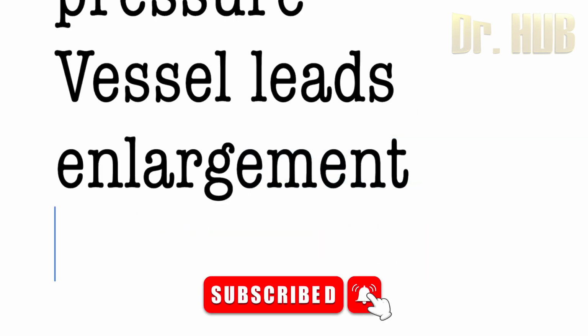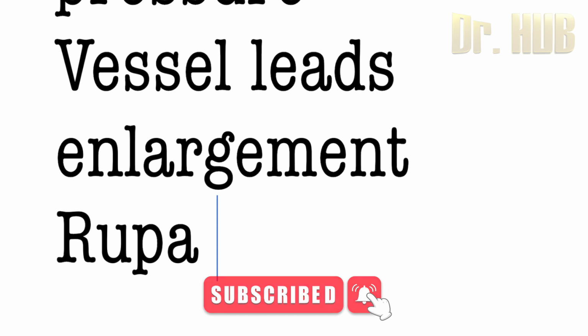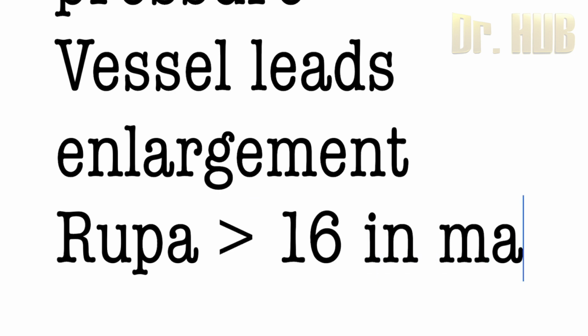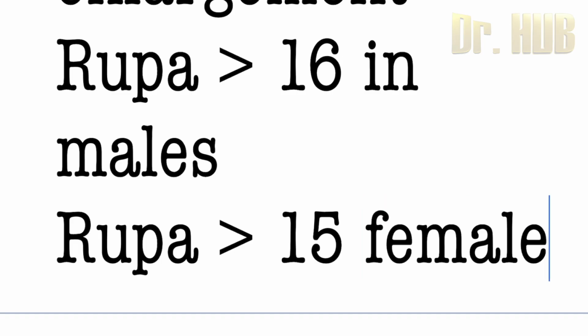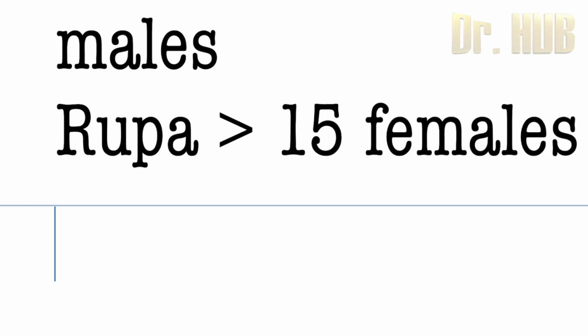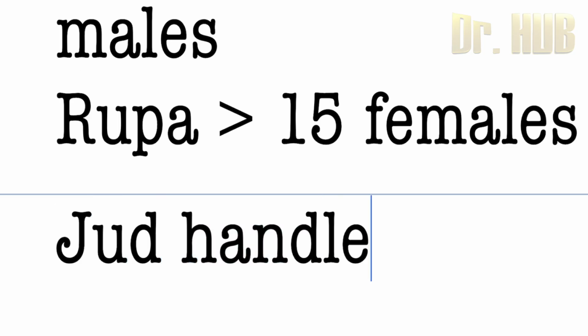Next is the RDPA. The RDPA is greater than 16 in males, and if the RDPA becomes greater than 15, this is in females. So there is a jug handle appearance which is very prominent.